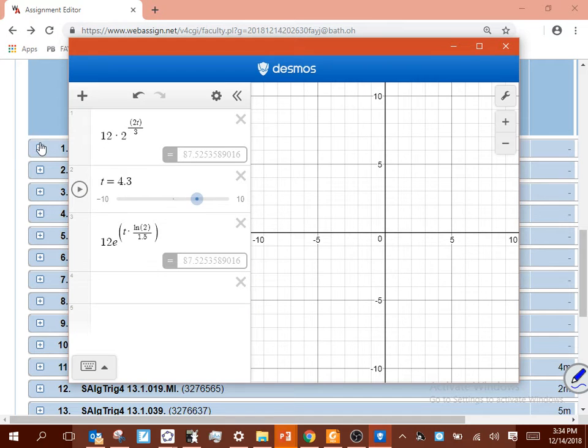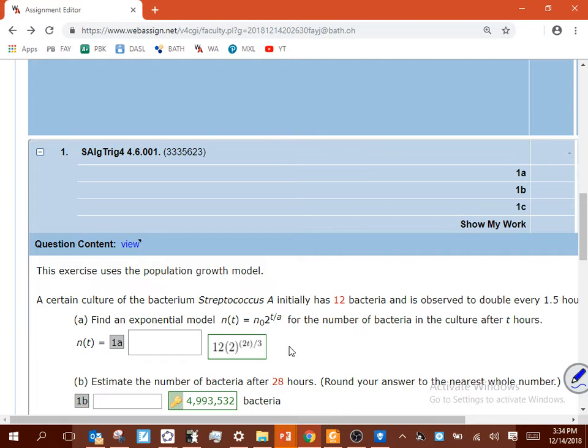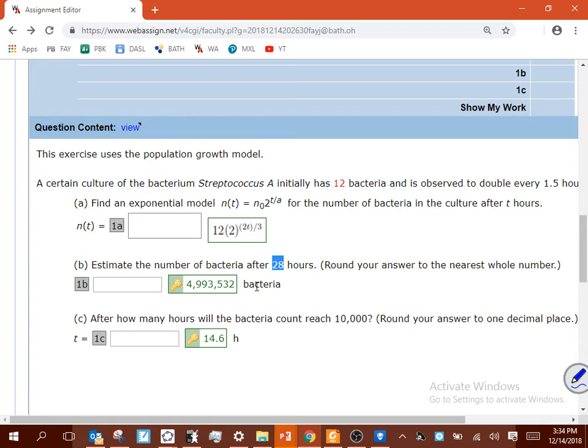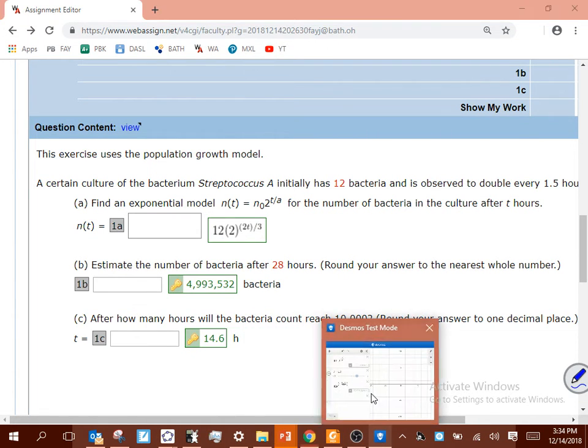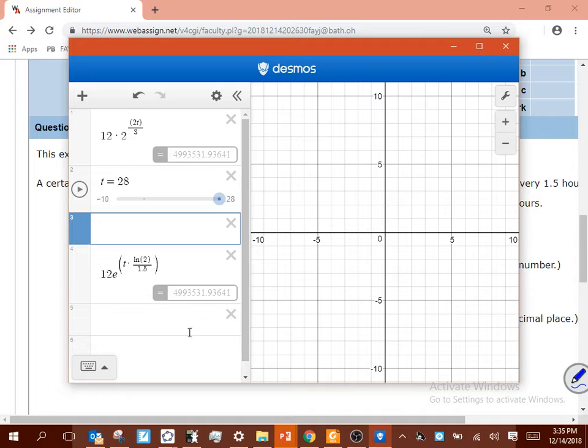So I'm just going to open another one of these. I don't remember what it did. Okay, so it's asking down here, so this is the exact same one, so that's good. It's asking me, after 28 hours, what is the number of bacteria that I have? So using that, let's take that slider and make it 28. I don't know how. Yeah, let me just type it in, 28. You see in both of those, it gives me the same result that I'm looking for. Round it to the whole number.